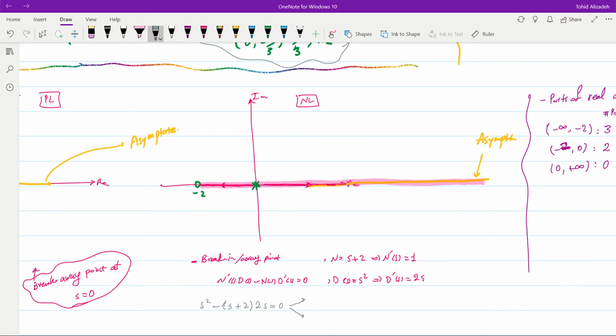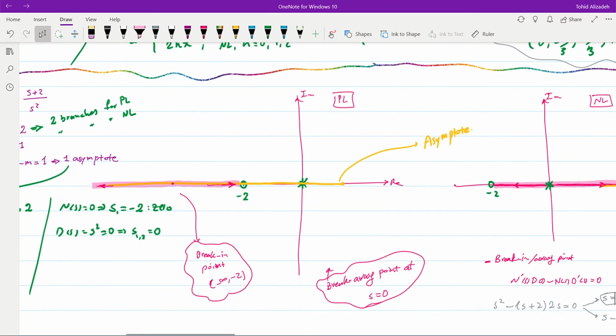For this equation, one root is equal to 0. So s equal to 0 is one solution, and then the other one will be s minus 2 times s plus 2 equal to 0. And from this we will get minus s minus 4 equal to 0, and this will give us s equal to minus 4. So s equal to minus 4 and s equal to 0. We know that s equal to 0 is the breakaway point already.